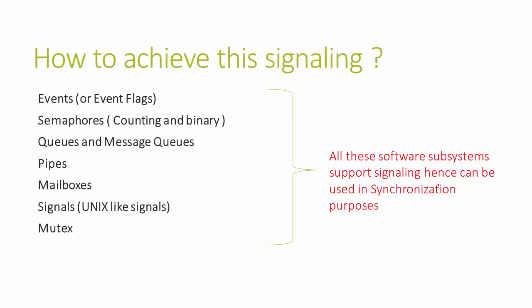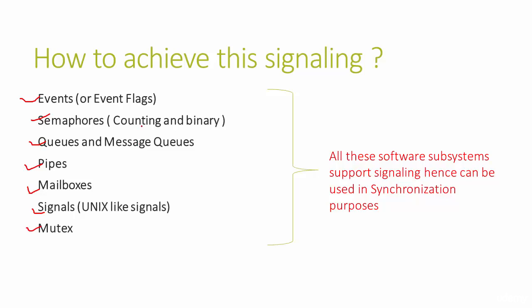So how to achieve this signaling, or you can say synchronization? There are lots of kernel objects available in the OS environment, like events, semaphores, queues and message queues, pipes, mailboxes, the unique style of signaling, mutexes, etc. All these kernel objects are used in various operating systems like Linux, Windows, and even they are used in real-time kernels.